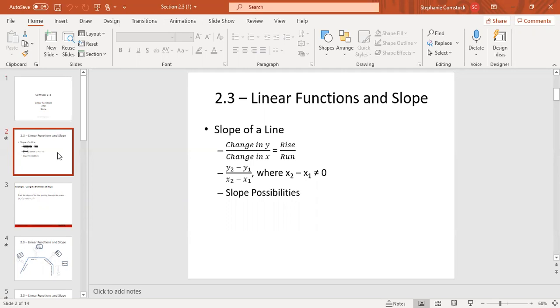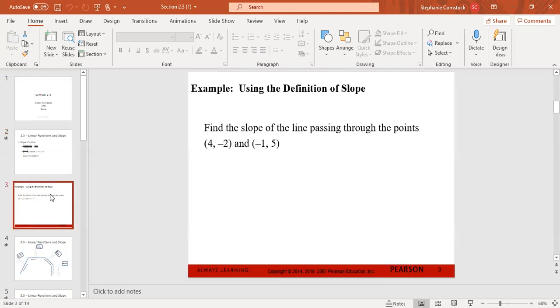And then we're going to have the change in the x's. It does specifically state here that x2 minus x1 cannot be 0, because we are doing division and you're not allowed to divide by 0, okay? So we're going to take a look at an example here. I am going to get our formula over here on our whiteboard, and then we're going to take a look. The example is they want us to do 4, -2, and -1, 5 as our ordered pairs.